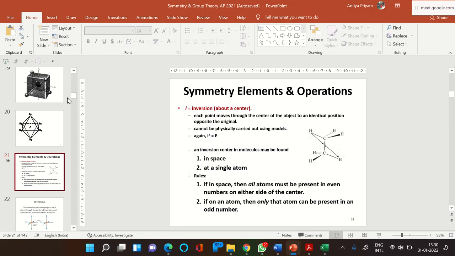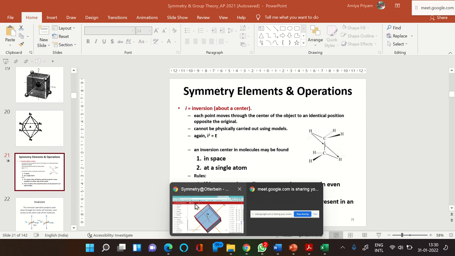About planes, the discussion is almost done. We have taken it to the highest possible symmetry, octahedral symmetry, which we have discussed. So that's okay.